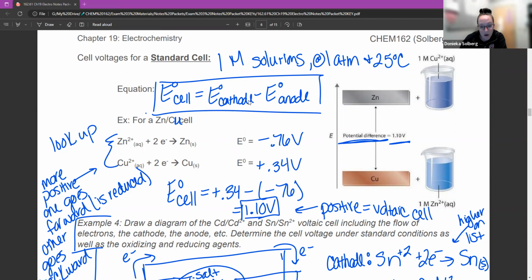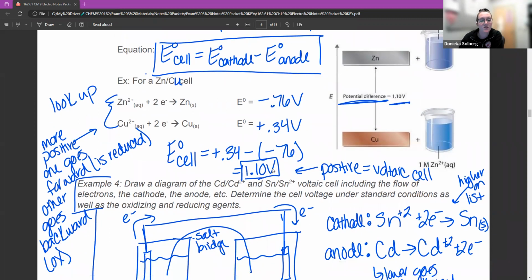Now the cathode was the copper, okay, cathode, red cat. So a reduction occurs at the cathode. So what was the thing being reduced? Well, the copper was the thing being reduced. It was going from this to this. So it's positive 0.34 minus negative 0.76. So you have to watch your signs. Essentially what we're doing is we're just looking for the difference between these two numbers. Okay, so it is 1.10 volts.